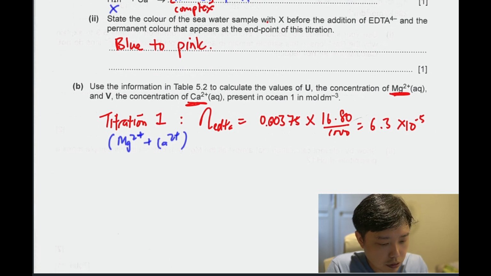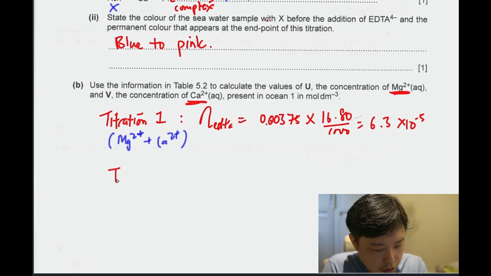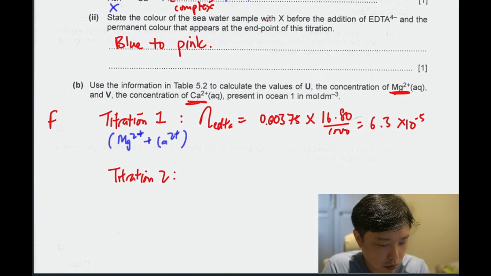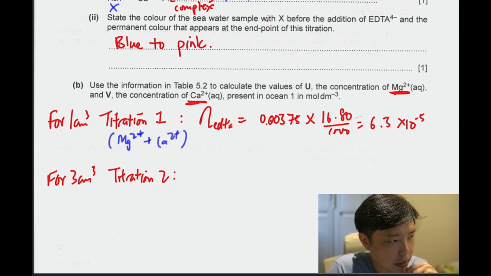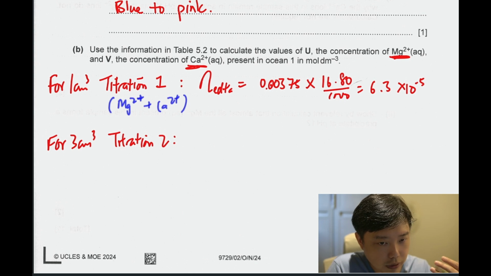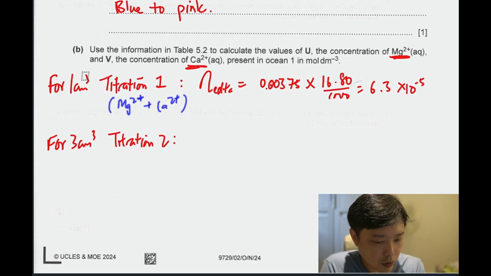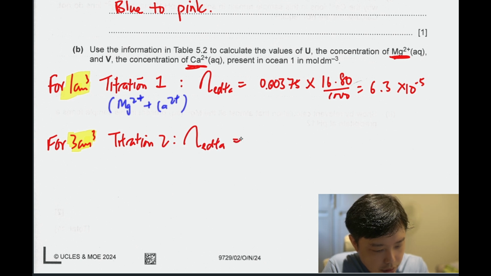Then of course you need to use the same method to do titration 2. Do take note, titration 1 is actually for 1 cm cube. Titration 2 is for 3 cm cube. So basically you have to list out in your statement, let the examiner know that you're aware that you're calculating for different amounts of the seawater. So titration 2, number of moles of EDTA. This is primarily used for your calcium only.